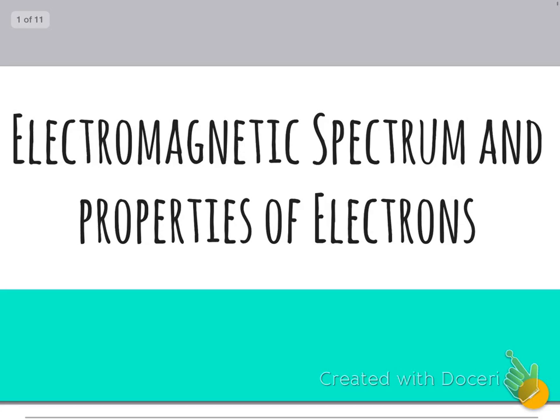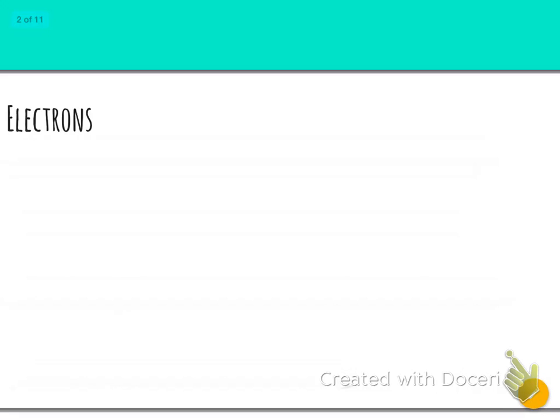So electrons. We've talked about electrons a lot up to this point, and we know that they're negative, and we know that they're found outside of the nucleus. And after learning about trends, we also know that they are in what we call energy levels.